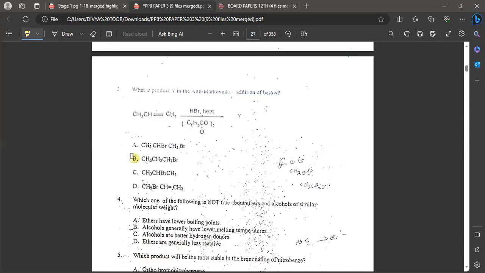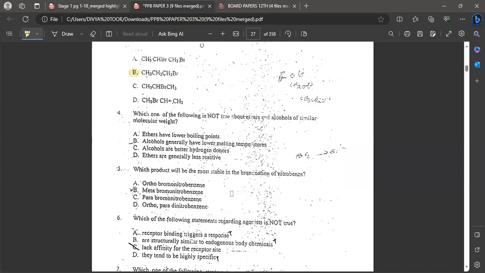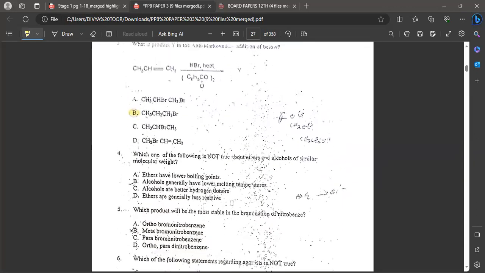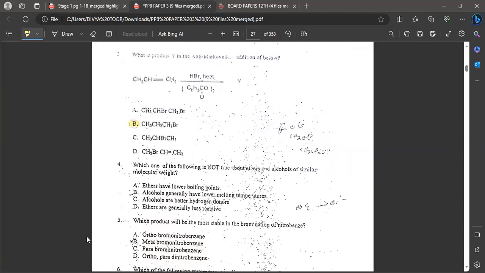Anyone who thinks otherwise? No, I'm also with you. Yeah, all right. Anyone else who wants to add something? Maybe someone can remind us of the rules for Markovnikov and anti-Markovnikov addition reactions. What is the difference between the two? Personally, I don't remember, so if someone else can help.